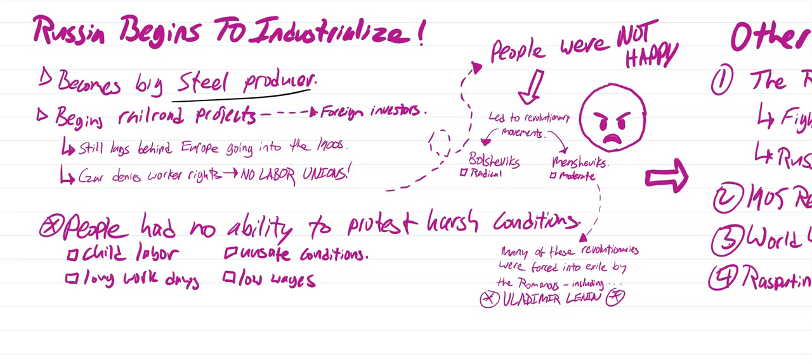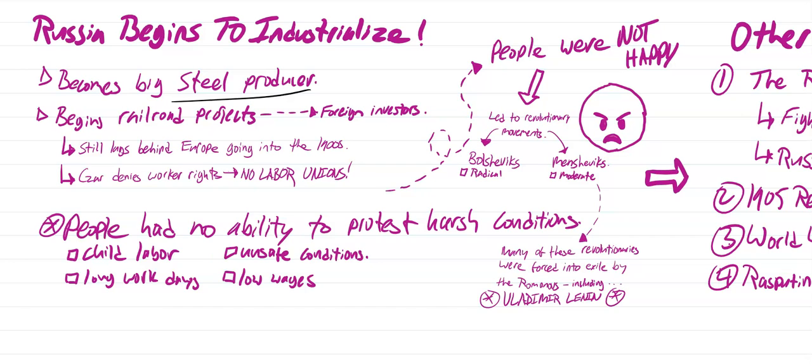Foreign investment does lead to better levels of development even today. But despite this, Russia lagged behind Europe going into the 1900s, and it was shown in more ways than one. The Tsar also denied workers' rights.